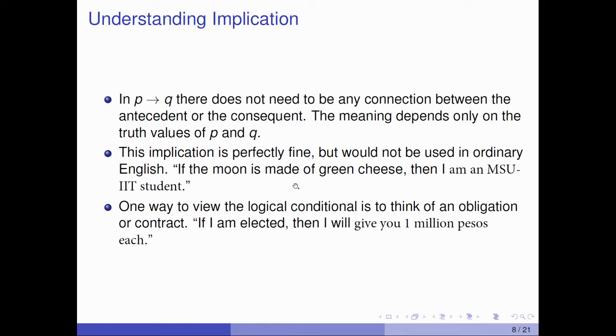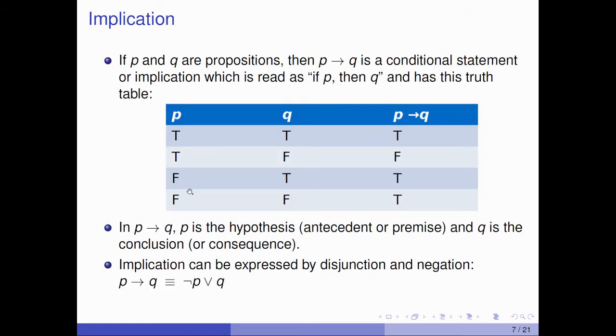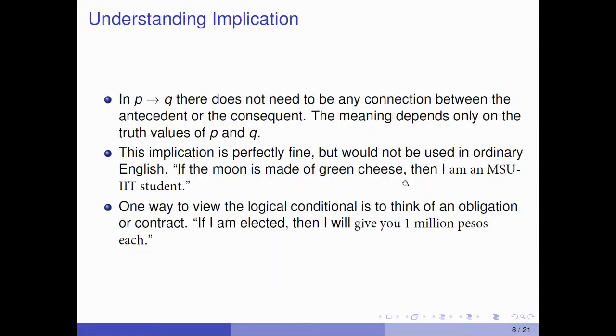Okay, for example, if the moon is made of green cheese, and that is false, then I am an MSU IIT student. So you are an MSU IIT student. So you have this statement: a false, moon is made of green cheese, and then true. Now false implies true. If you can recall here in the third row, false implies true is true. So let us hear it again: if the moon is made of green cheese, then I am an MSU IIT student.